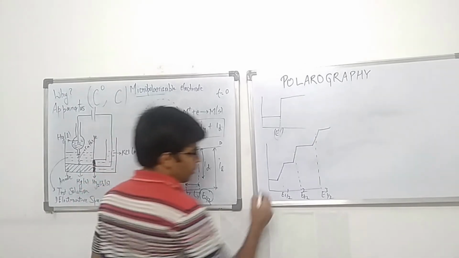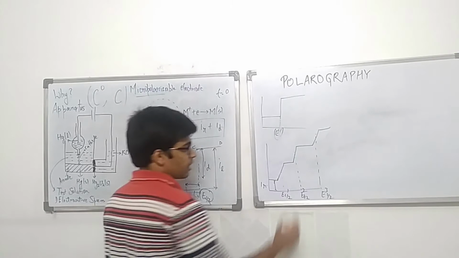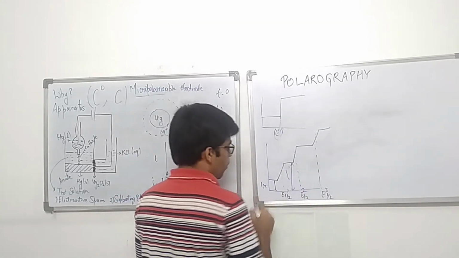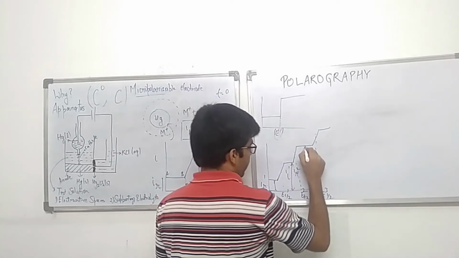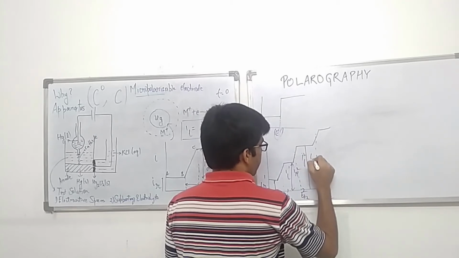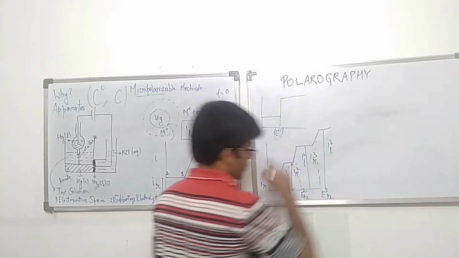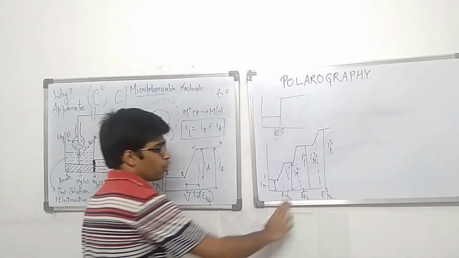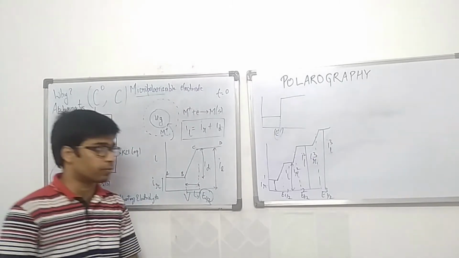Now, this is the initial residual current for the first ion. This is the limiting current for the first ion, but this is also the residual current for the second ion. Similarly, this is the limiting current for the second ion, but the residual current for the third ion, and this is the limiting current for the third ion. So you will get E1 half, E2 half and E3 half, and then you check the value from the literature to identify which metal ion is present in the mixture.